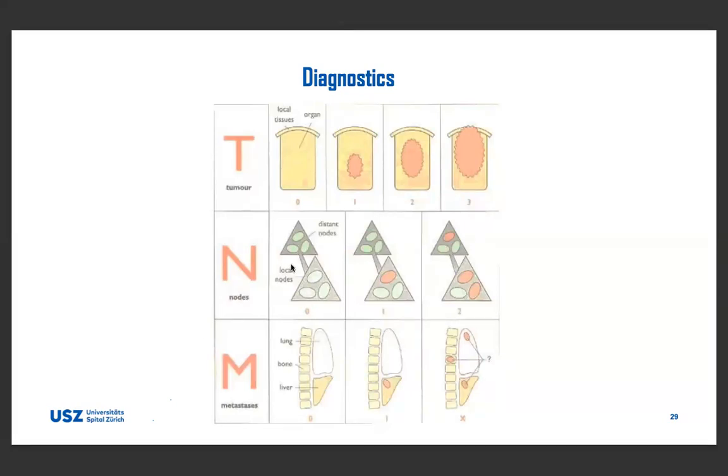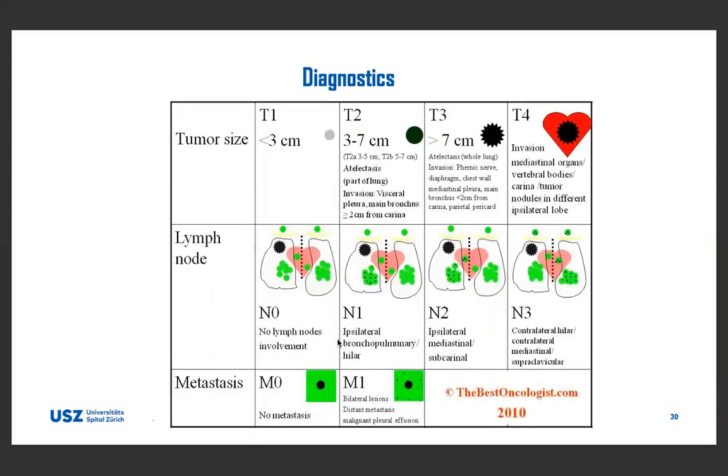TNM, quick reminder: T means tumor size, so depending on the tumor size you grade it; N means the involvement of lymphatic nodes; and M, whether there are metastases present. And in the case of lung cancer, as already mentioned, this is very complex. You don't have to remember this by heart. It's just to give you a first feeling how it works.